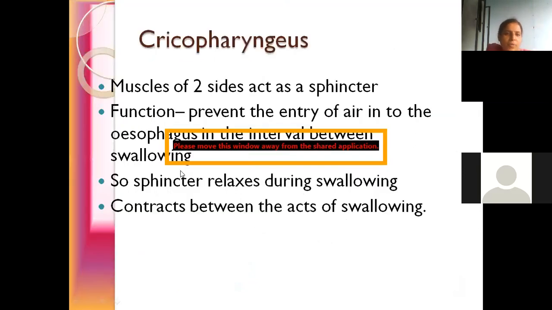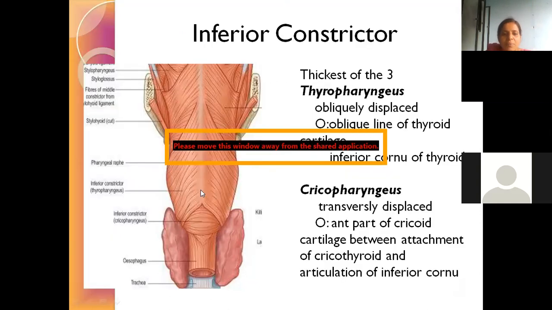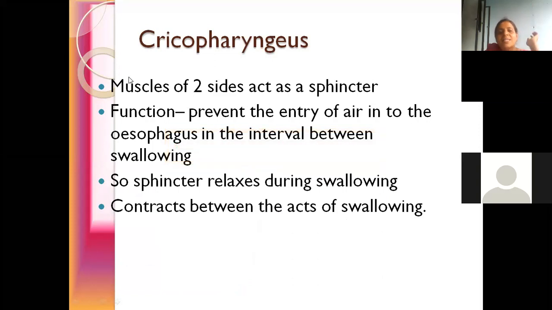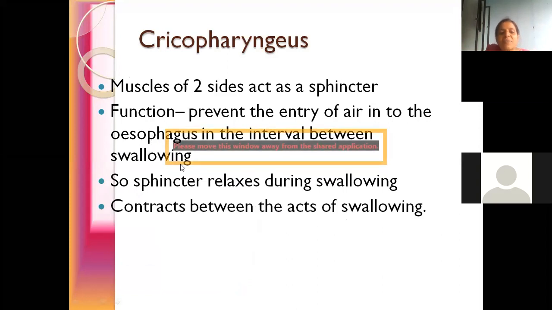Now, when you talk about insertion, all the three muscles, where are they inserted? Median raphe. Median fibrous raphe. Yeah, very good. Raphe in the middle. So the muscles of the two sides act as a sphincter. The function is they are preventing the entry of air into the esophagus when we are swallowing. This point is enough.